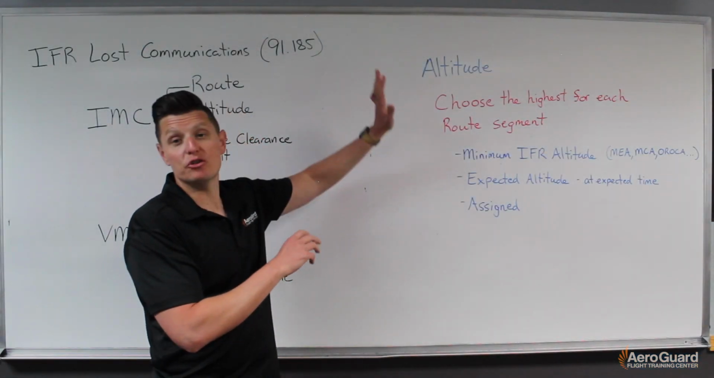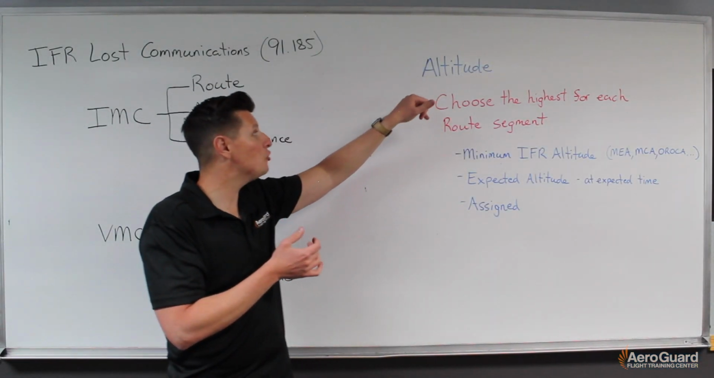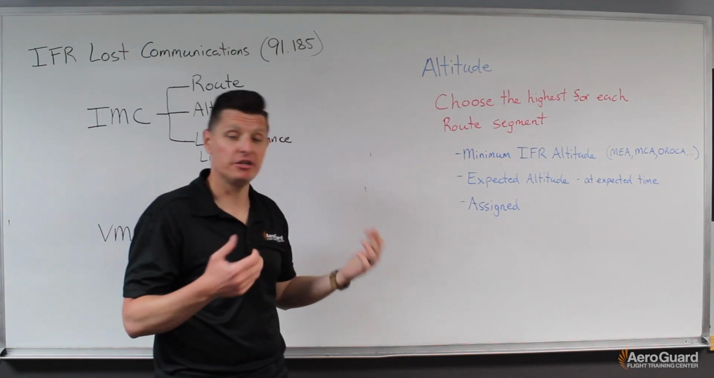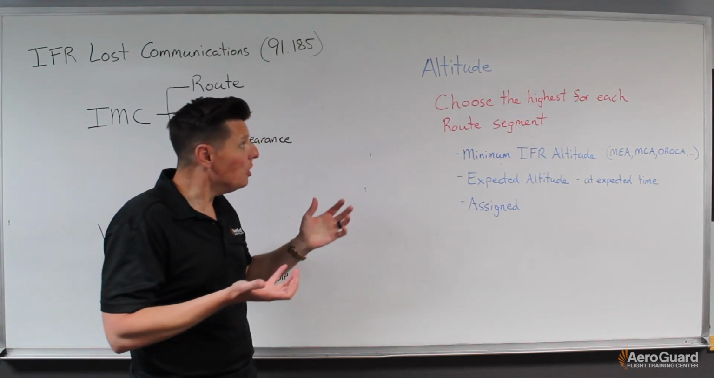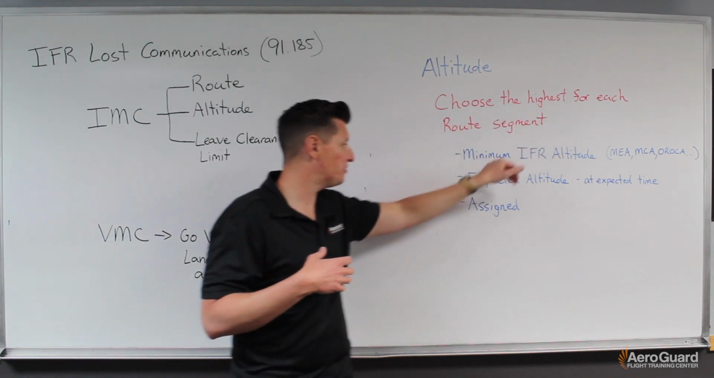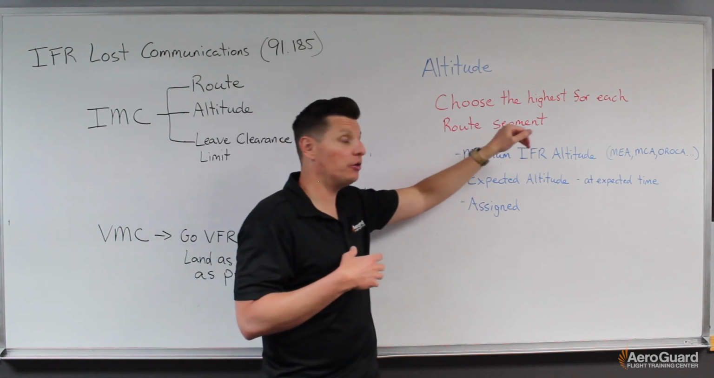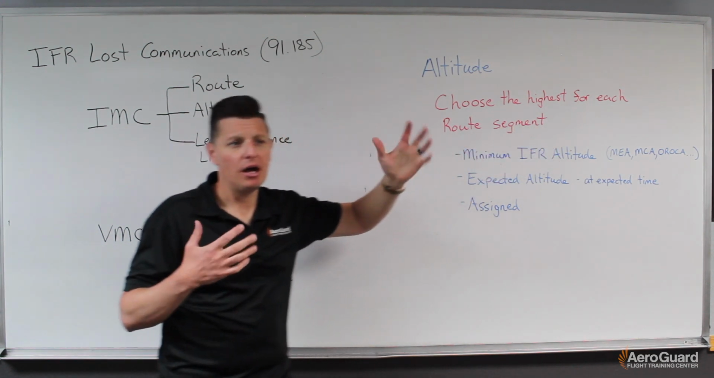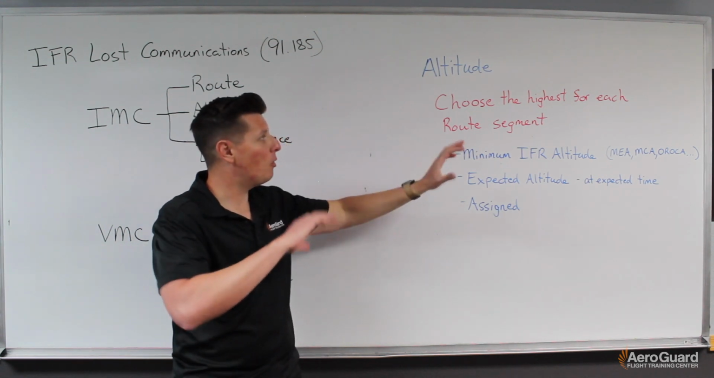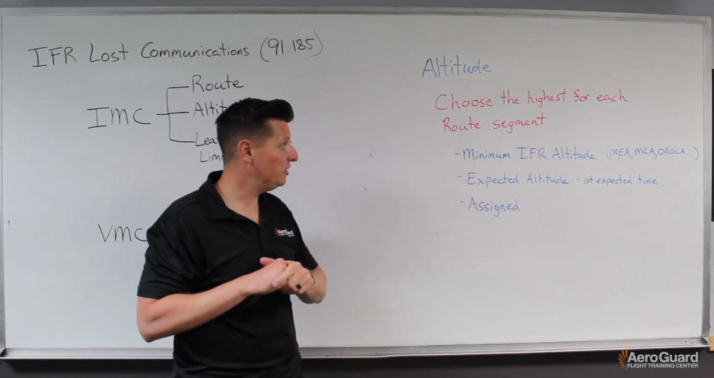So switching gears, we're going to talk a little bit now about how to choose which altitude to fly at in this lost communications scenario. The rule tells us that we should choose the highest of these three for each route segment. Once again, we'll do a bunch of example cases over time, but I wanted to just run through what each of those three are.